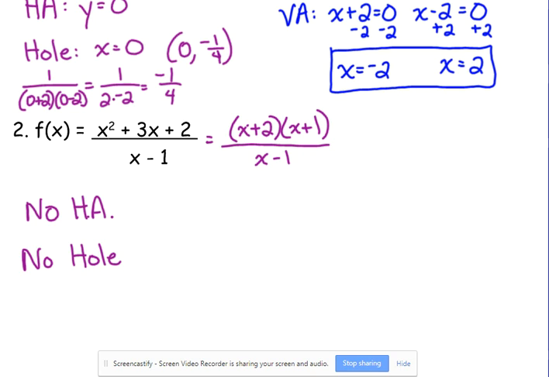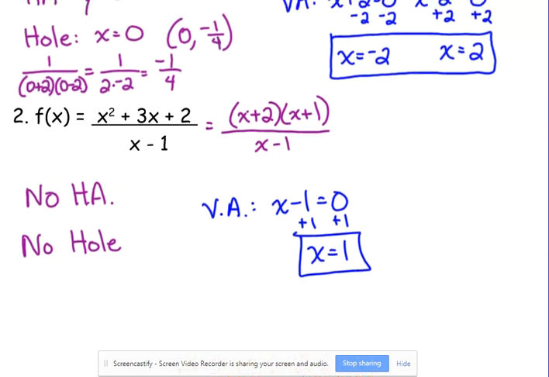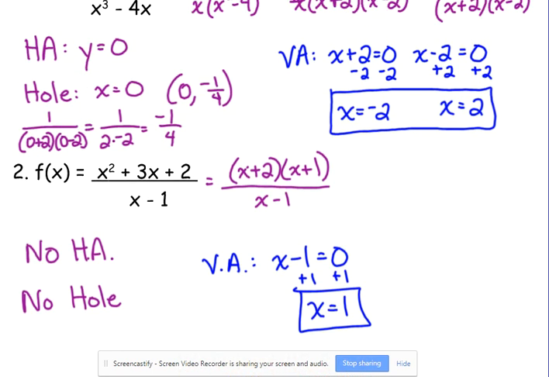All right, so vertical asymptote, we set what's left in the denominator equal to 0. So x minus 1 equals 0. Add 1 to both sides. x equals 1. X equals 1 is our vertical asymptote. Okay? So vertical asymptotes should be pretty easy to fill in on our worksheet because you have already factored everything.